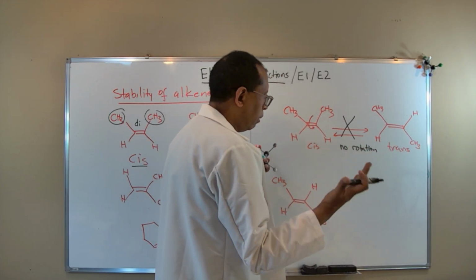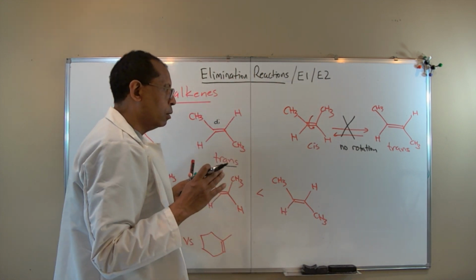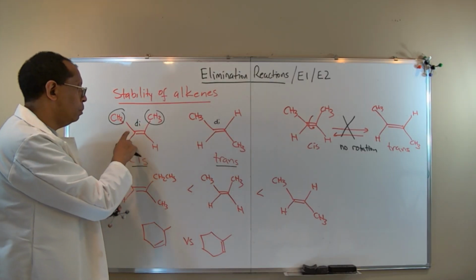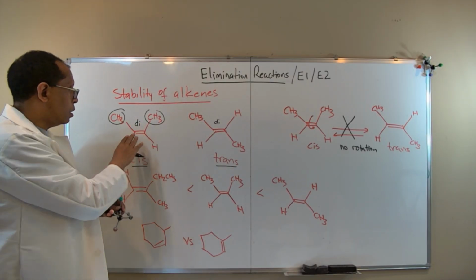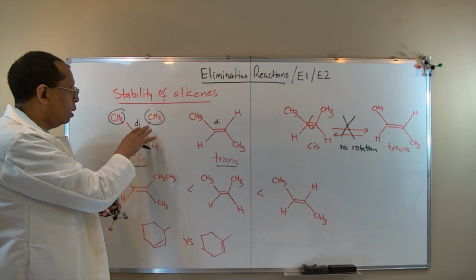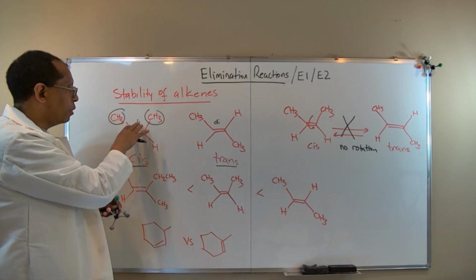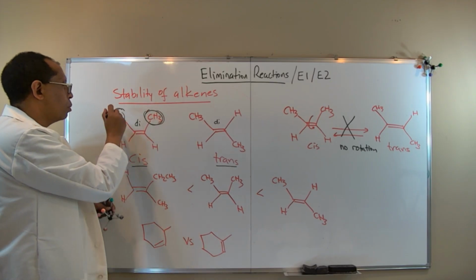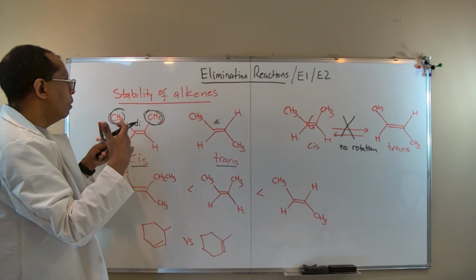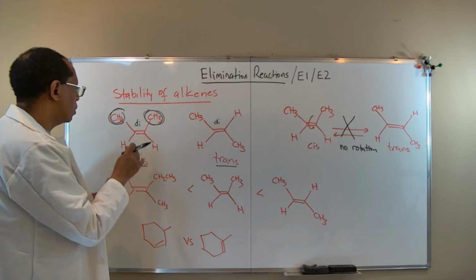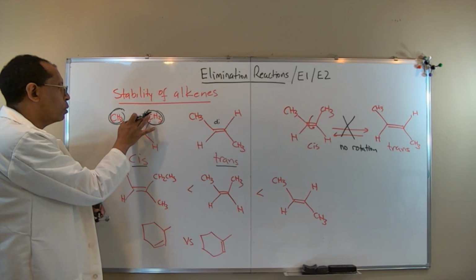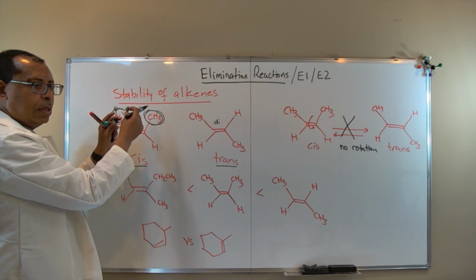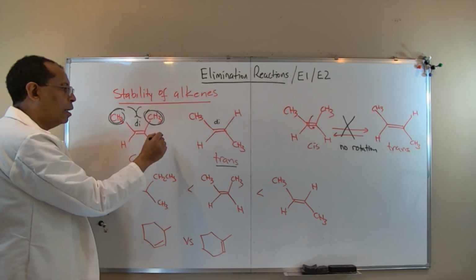That means it's a different chemical reaction, so they are not the same compounds. In terms of stability between the cis and trans, the cis always has a more unstable configuration. If you just look at these two large groups, methyl groups, once it goes up to ethyl, propyl, it becomes more severe. Both clash. They would come together and make that kind of clash. So the cis is less stable than the trans.